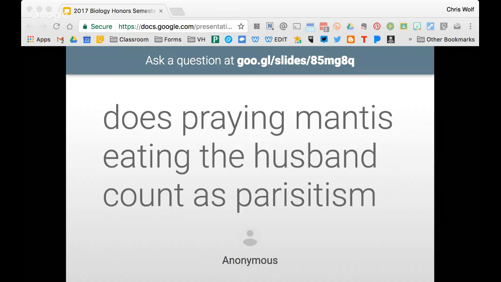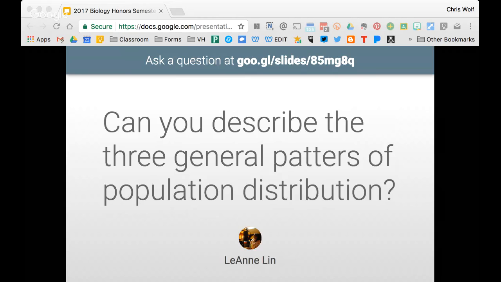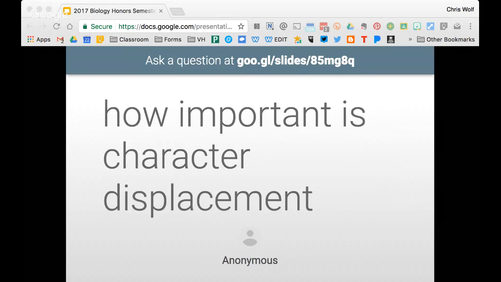Three general patterns of population distribution. You have random, which plants often exhibit because they just randomly land where they grow. You have clumped, and you have uniform. I kind of just described those. How important is character displacement? It's not that important to memorize. I just would recommend you know maybe it's an example of what happens due to competition.